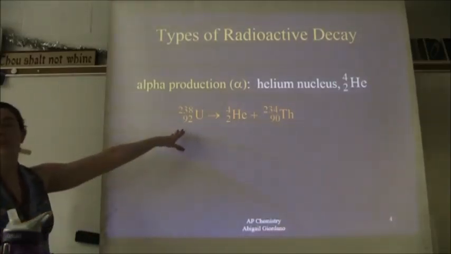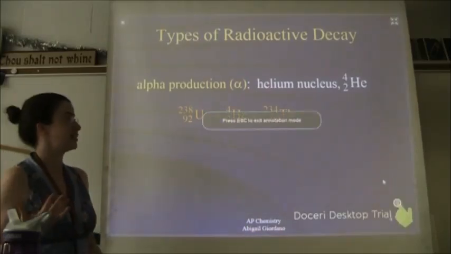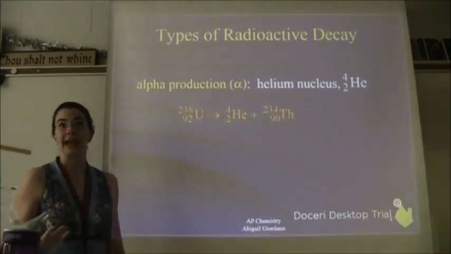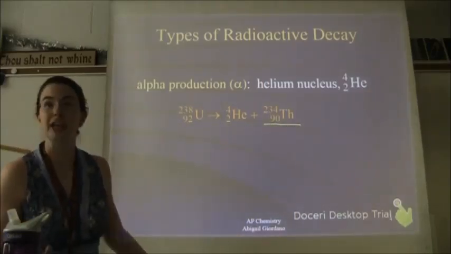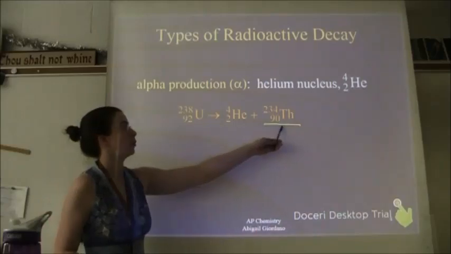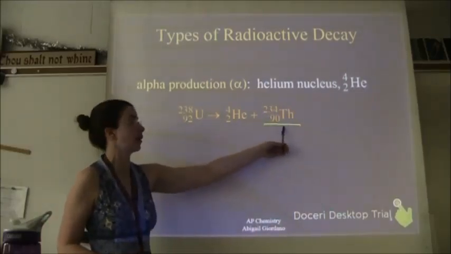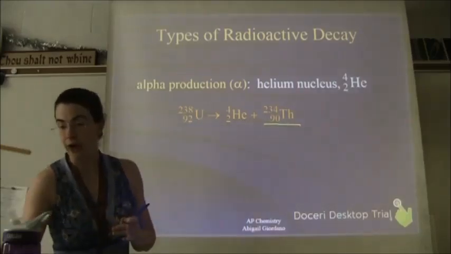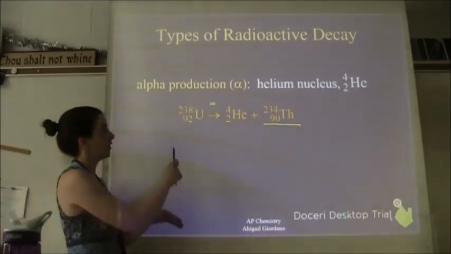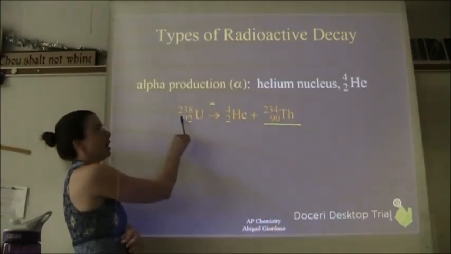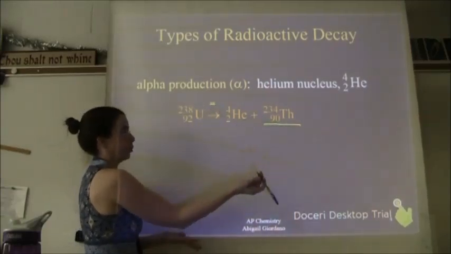Sometimes these questions will be as simple as fill in the blank. Maybe you're given an equation, but there's nothing in the blank, and you're supposed to fill in what's there. Treat the arrow like an equal sign, and then the numbers will match up. 92 equals 2 plus what? 90.